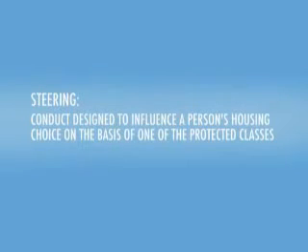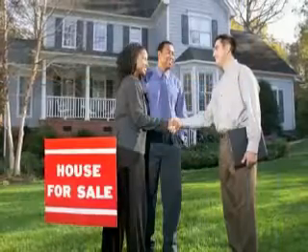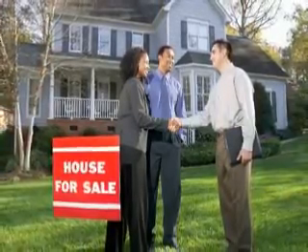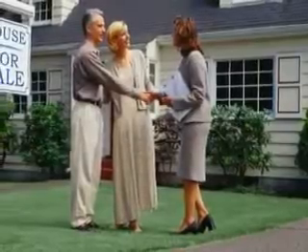Although Yvonne believed her request for information on the ethnic makeup of neighborhoods was a legitimate request, Carol acted properly by not providing information that could have steered Yvonne to or away from a particular neighborhood. Steering is conduct designed to influence a person's housing choice on the basis of one of the protected classes. The classic example of racial steering is a real estate agent directing minority prospects to integrated or all-minority neighborhoods and directing white prospects to all-white neighborhoods.